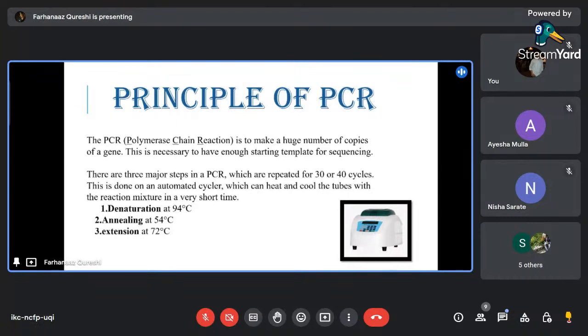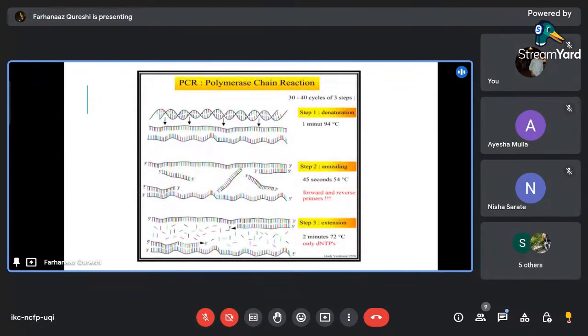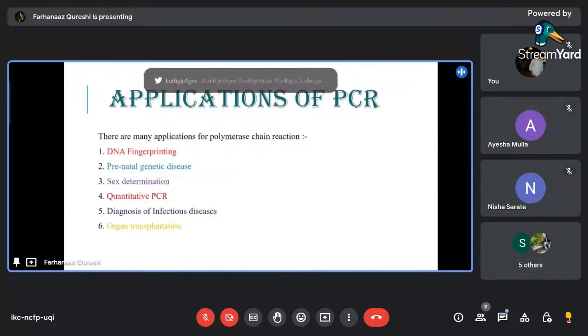These three steps are repeated 20 to 40 times in order to obtain a number of copies of the DNA sequence of interest in a very short period of time. So these are the steps involved in PCR. First, denaturation, second annealing, and the third is extension. So next are the applications of PCR. There are many applications of PCR.